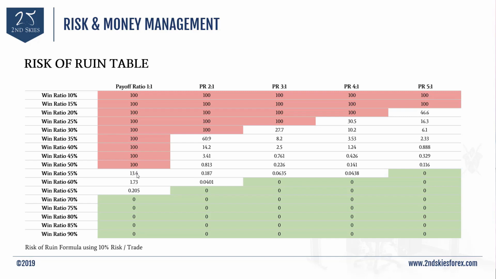It's only until you get to 55% accurate does that number go away from 100. It comes down to 13.4%. At 60%, you have a 1.73% chance to blow up your account. At 65%, you have a 0.2% chance to blow up your account. Only at 70% and above will you have a 0% chance to blow up your account.